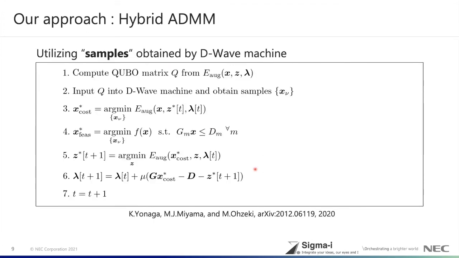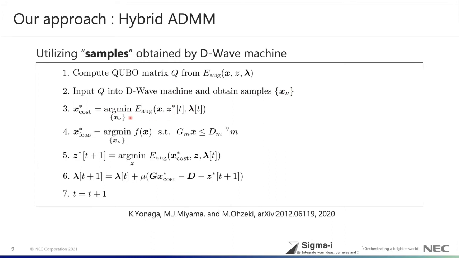So in addition to ADMM, we utilize the sampler characteristic of the D-Wave machine. After running QA multiple times, we can get samples, not solutions, so not unique solutions, samples. And then we define the lowest cost solution like this, in the samples.